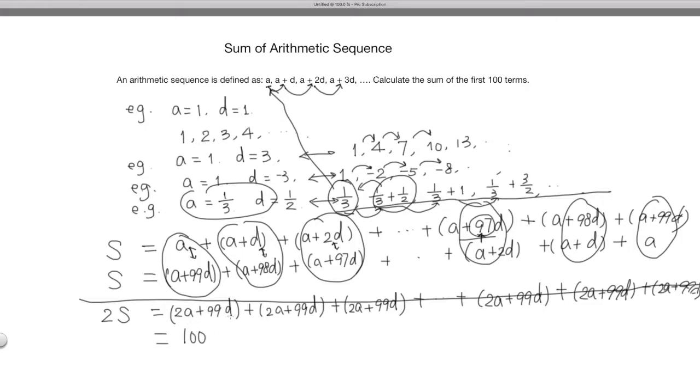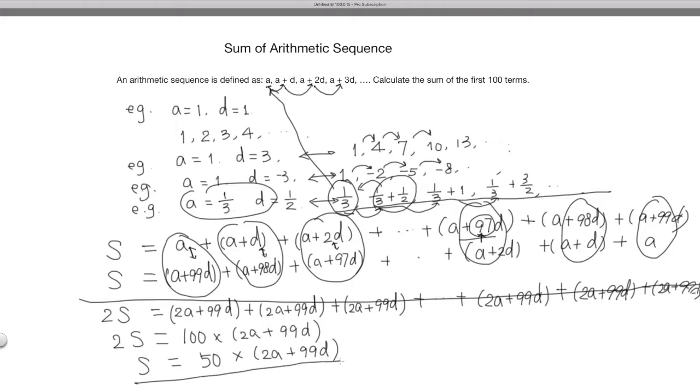And of course, this sum is like we're adding the same term 100 times, so it's 100 times 2a plus 99d. Remember this is 2s, double of the s. So s equals 50 times 2a plus 99d. Why is it 50 now? Because s equals 100 times 2a plus 99d divided by 2, so I'm dividing 100 by 2 first, which is 50, times this.